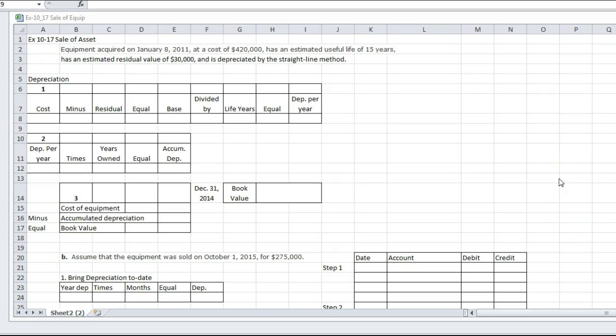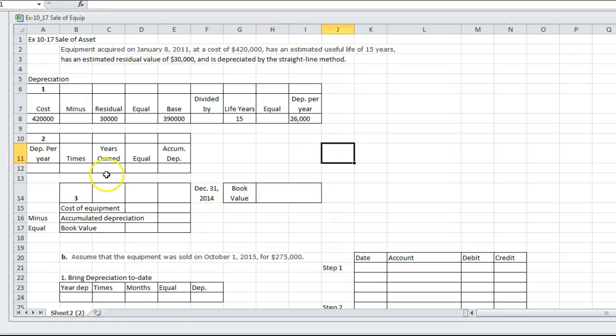First of all, actually there are several steps, but we'll start with depreciation. It has a cost of $420,000, right? So we put that right there. And we subtract the residual, which is $30,000. And that gives us a base of $390,000. And that's divided by its useful life, which is 15 years. And that gives us a depreciation per year of $26,000.